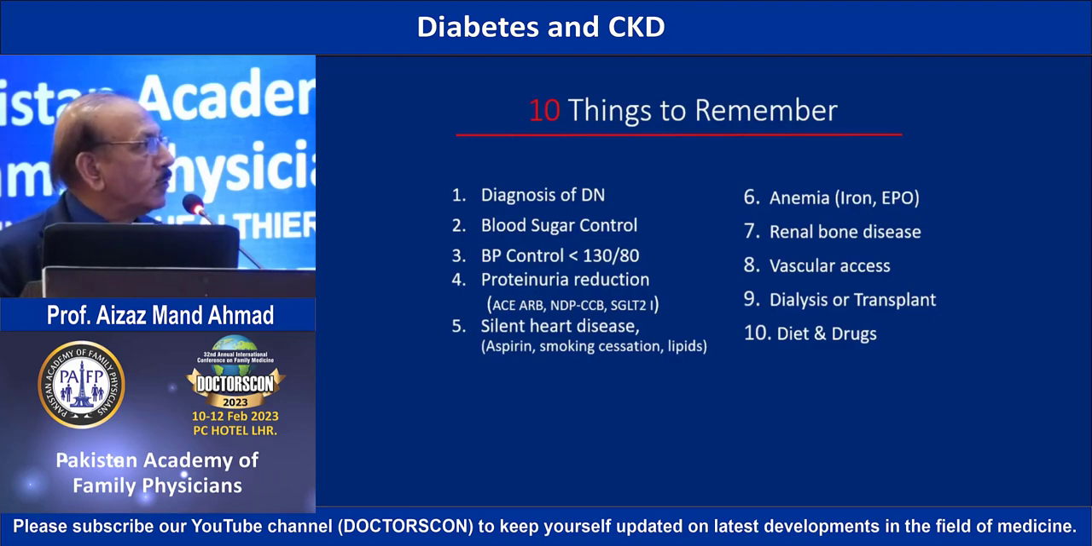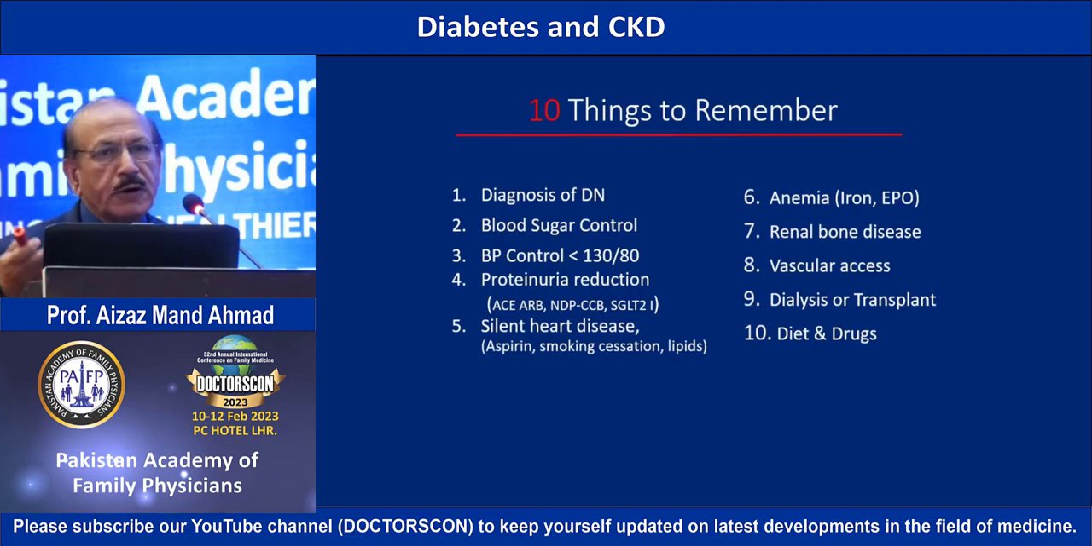So: blood sugar control, blood pressure control, proteinuria reduction with ACE inhibitors, ARBs, non-dihydropyridine calcium channel blockers, or SGLT2 inhibitors. Silent heart disease must be looked at, along with aspirin, smoking cessation, and lipids. Anemia management with iron and erythropoietin, renal bone disease, and vascular access for dialysis. When the GFR is down to 20, you should establish a vascular access, a fistula, and then dialysis or transplant depending upon the patient selection by you.